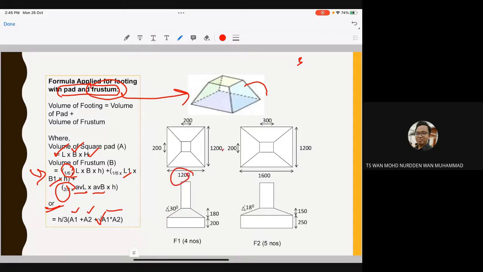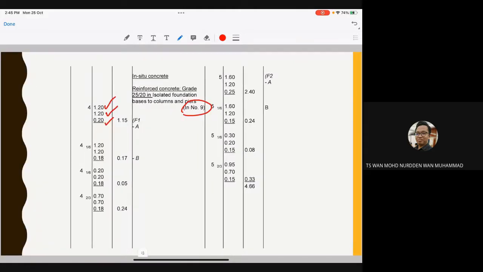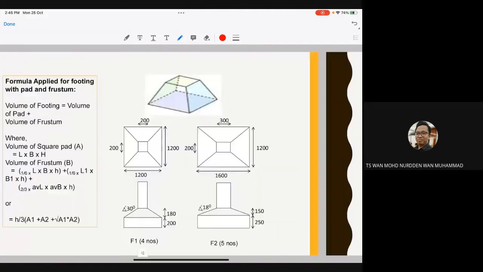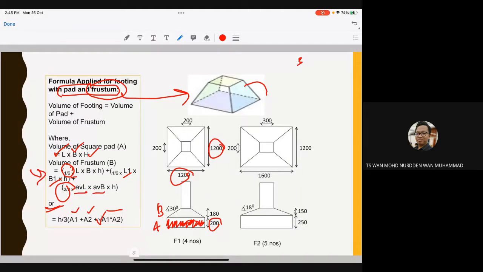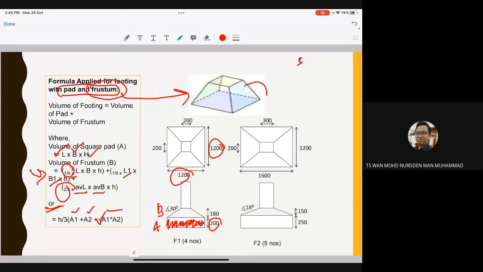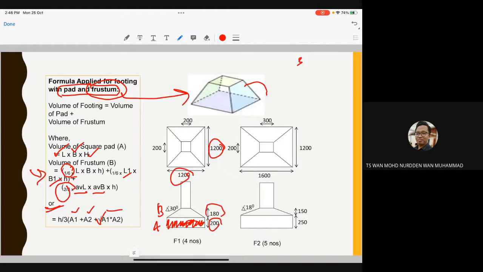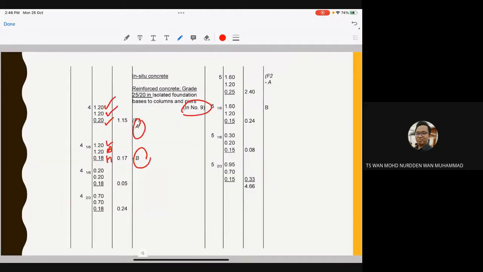1.2 times 1.2 times 0.2, which means that it covers the bottom part. It is clear. For B, this is A, which means this area is A. Up here is B. What do they do for B? B follows the formula 1/6 times L, B and H. 1/6 times L, B and H. The small h, we take 180. Times 1/6 times 4.